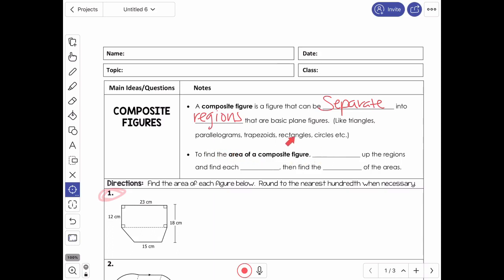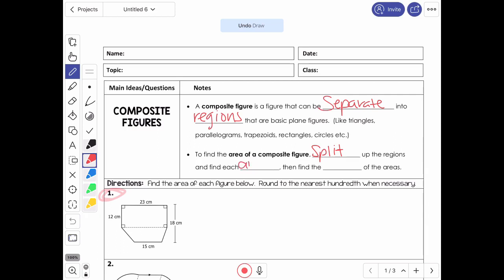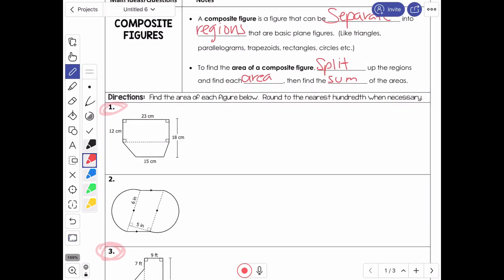So to find the area of a composite figure, you're going to split up the regions and find each area and then add them together. By adding them up together, you're finding the sum of all those areas. So I'm going to do all the odds, and then you're going to do the evens.